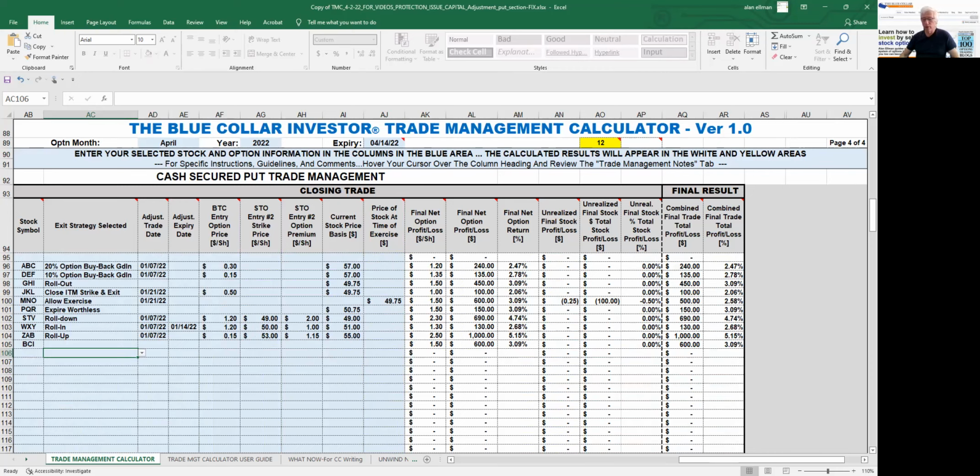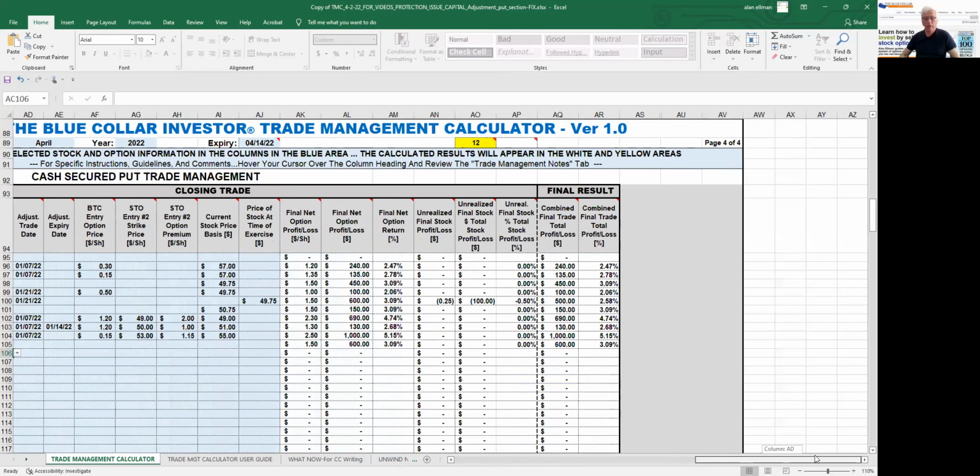Now, once you enter the adjustments, then you go over to section 4, which are these white cells here, and it will give you your final net option position, your total profit and loss in a dollar amount, and your percent return based on your investment or the amount of cash that was required to secure each put trade. If shares are put to us, the unrealized loss on the stock and the total stock profit and loss in a dollar amount, as well as a percentile amount.